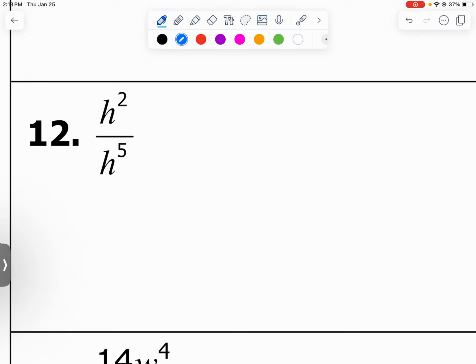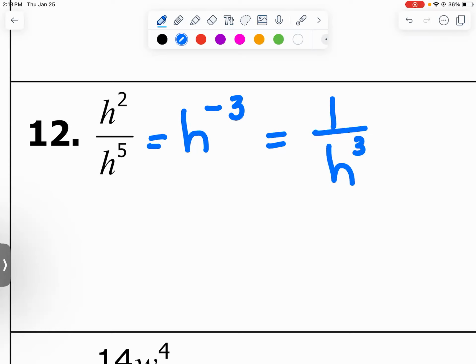Okay, so this one you can look at 2 different ways. The most straightforward way, you could say, all right, we have division. 2 minus 5 is -3, so I have h to the -3, which means 1 over h cubed. You could also do this. Where do you have more h's, numerator or denominator? Denominator, how many more? 3, so h cubed is in the denominator. That's okay too.